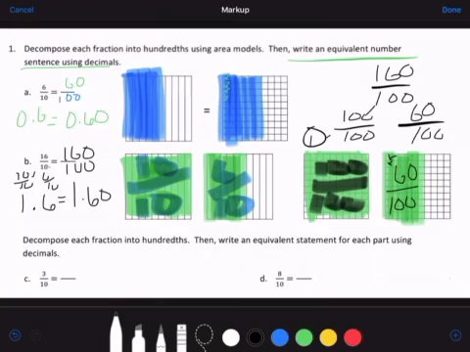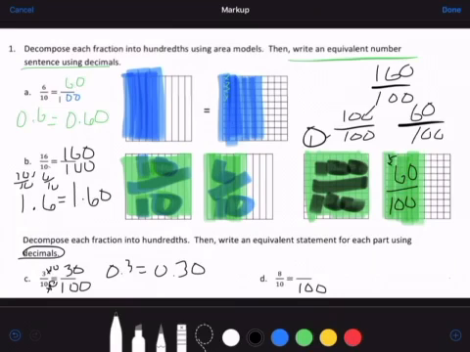Then at the bottom it says decompose each fraction into hundredths. So that just means that I need to show it in hundredths. So I'll put the hundredths at the bottom. Then write an equivalent statement for each part using decimals again. So what can I do to tenths to make it hundredths? We would multiply that times 10. And what you do to the bottom, you have to do to the top. So 3 times 10 would be 30 hundredths. I also need it in a decimal. So 0.3, that's the 3/10, is the same as 0.30, that's 30 hundredths.